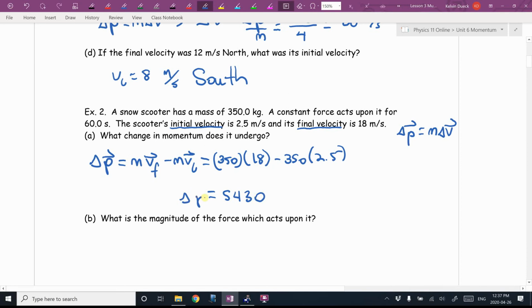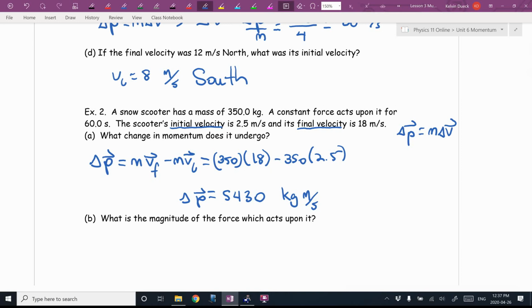So the impulse, the change in momentum, is 5,430. Now you could write Newton seconds if you wanted to. I won't take marks off. Here, because I actually went mass times velocity, I would probably, without even thinking about it, write my units as mass times velocity. I would write kilogram meters per second. So if you're wondering why I flip-flop, it's probably whatever units I used to multiply together to get the answer is what I'll write in my final answer.